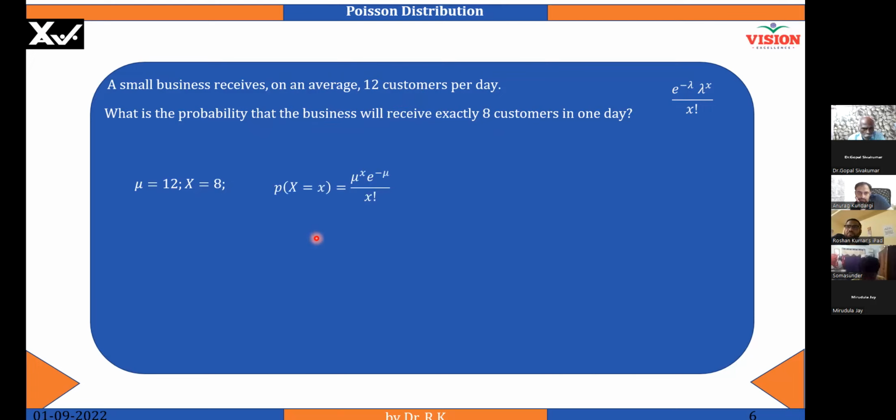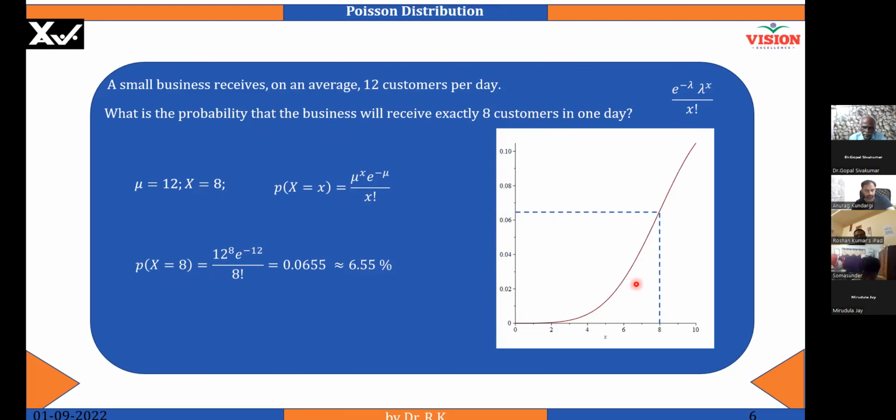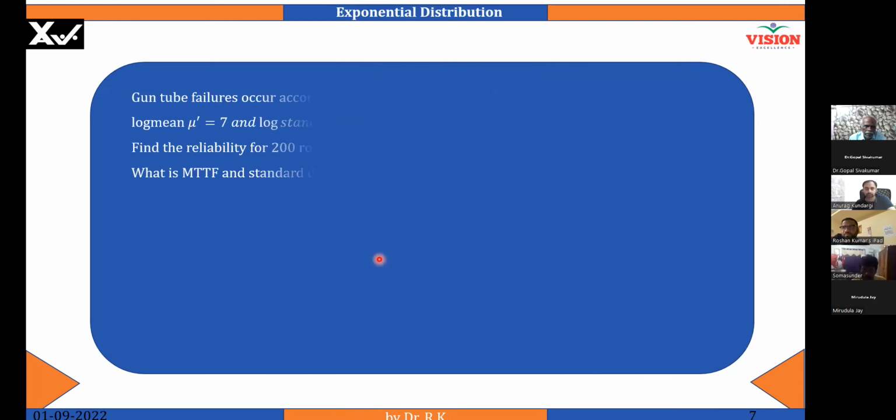If you know by experience that on an average only this much will come, then you can use this formula, right? And for the probability of 9 customers, put 9. So 6.5%. You will normally get a very low percentage, right? And this is like this, with a sigmoid type of curve. Poisson, right? Now we'll see next.